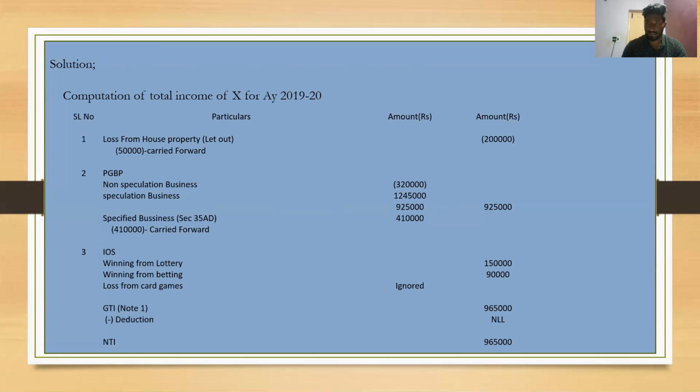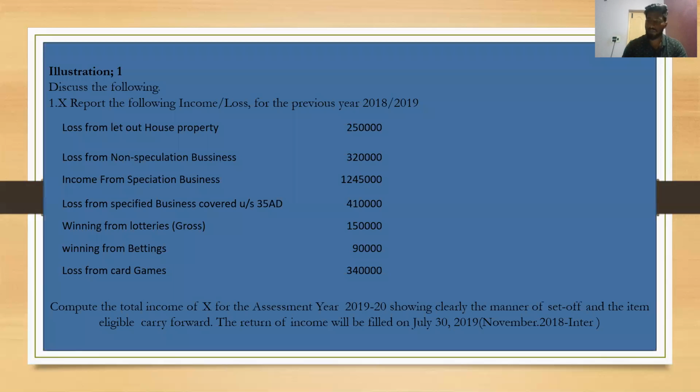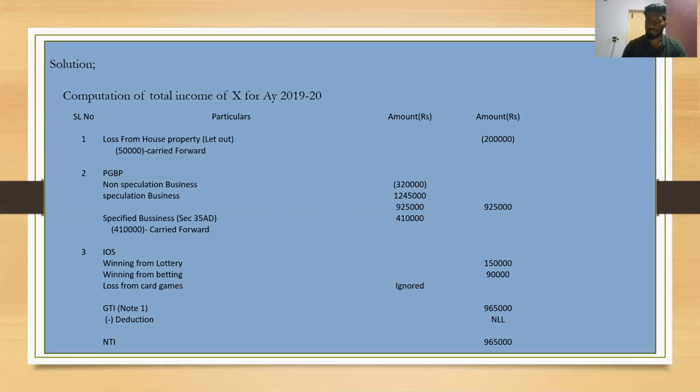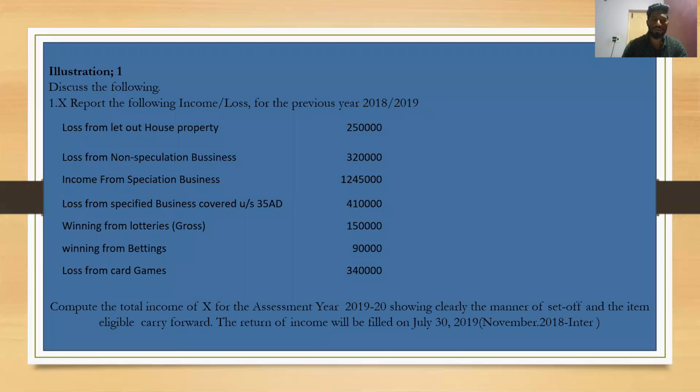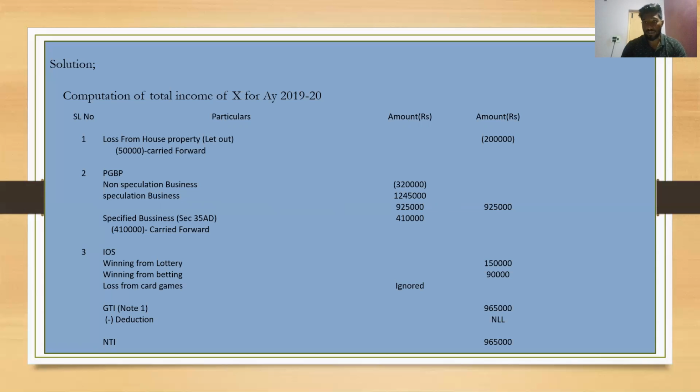If there is any deduction, we will subtract that amount and take it as the net total income. They have asked us for net total income, so I have done that. We don't have any deduction in this problem, so the net total income remains the same, which is 9,65,000.